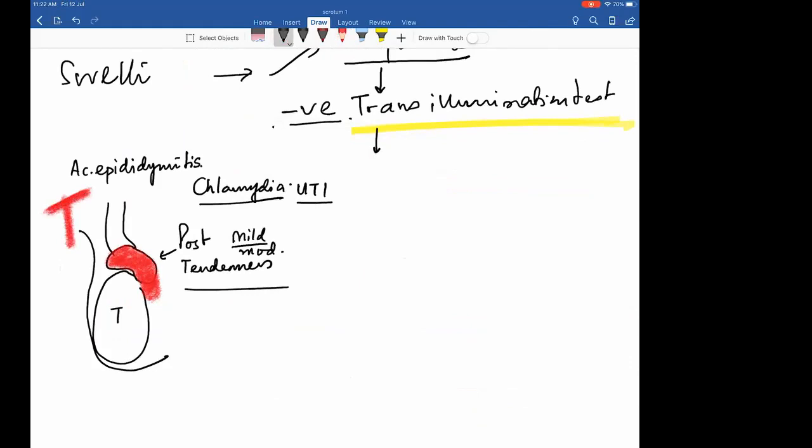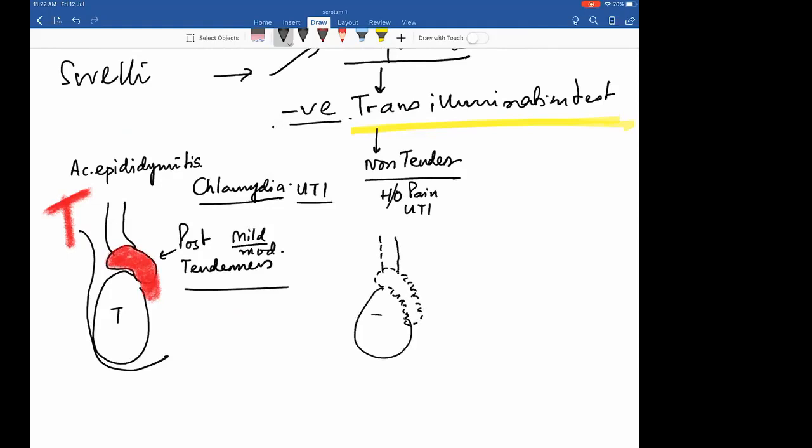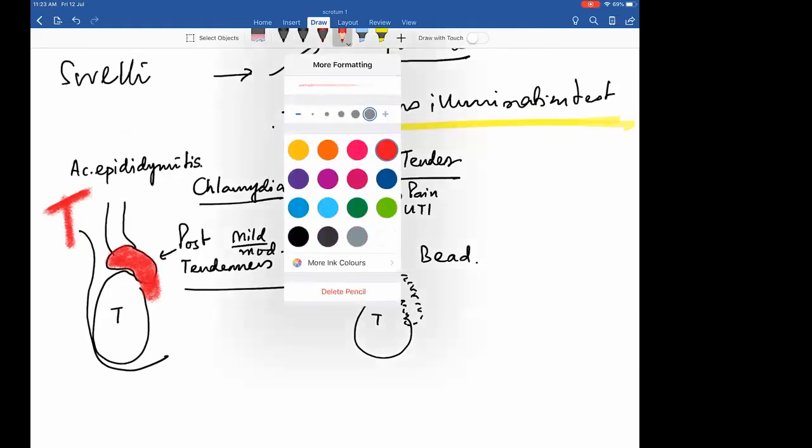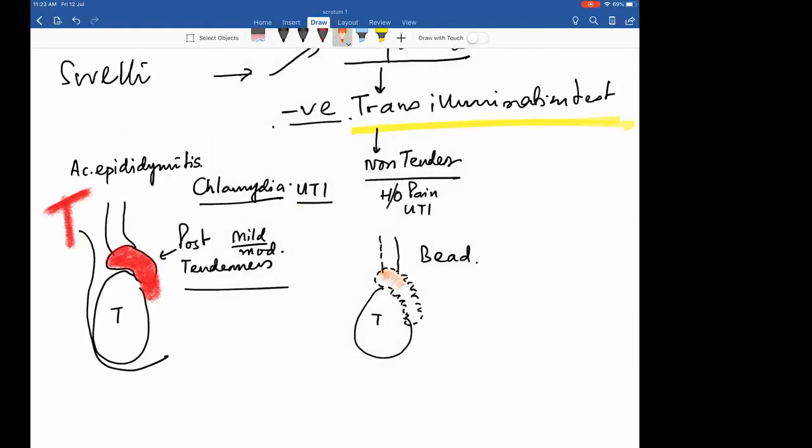Now, on the other hand, if it is non-tender, then you have two problems. If there is a history of pain and a UTI, and now you feel that the spermatic cord, the epididymis, has a beaded appearance. Appreciate the picture. It has a bead-like appearance, and this bead-like appearance is marked by a minimal amount of tenderness that you see in the epididymitis, and this usually extends up to the spermatic cord. Now, as I've said, it is mildly tender. It is not that it is not tender, it is mildly tender.